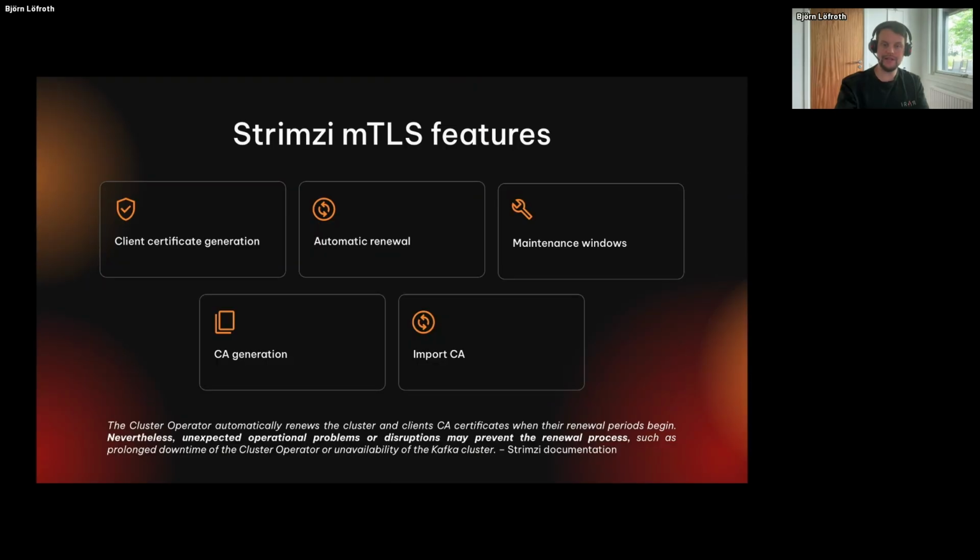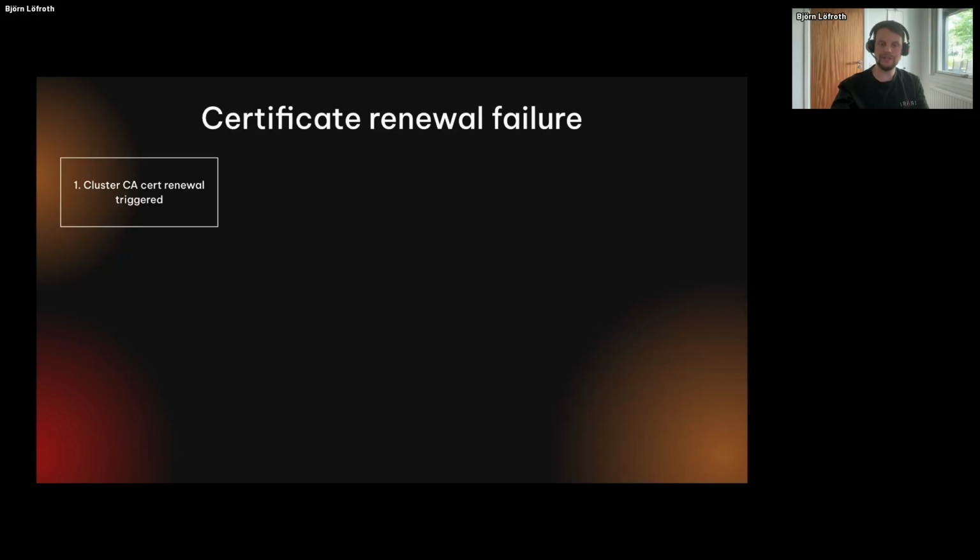with certificates. And Strimzi, as many of you probably know, has a lot of interesting and useful certificate features. You can generate the client certificates that the clients can use to authenticate. You can have them automatically renewed. You can set up maintenance windows. You could generate your CA certificates, or you can import some certificates. But what we're going to run into here, and now I actually have a look in the documentation, there's a disclaimer. I'm not sure if it was there back when we had this issue, but it's very valuable to have it there. It says a bit about how you allow the certificate renewal, but it says, nevertheless, unexpected operational problems or disruptions may prevent the renewal process. And this is what we will get into in this scenario.